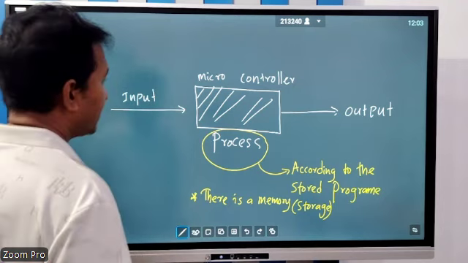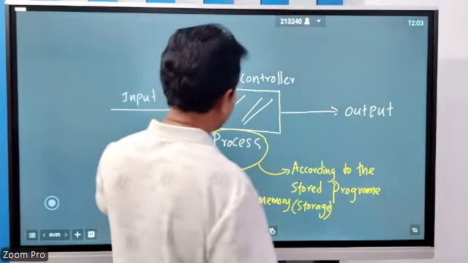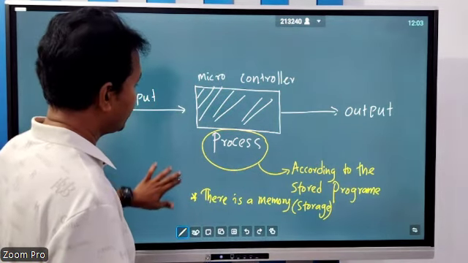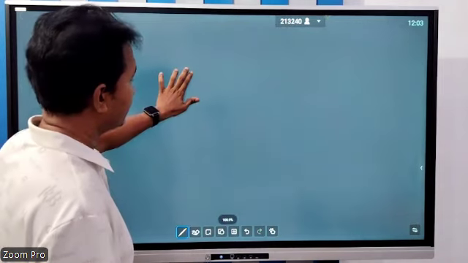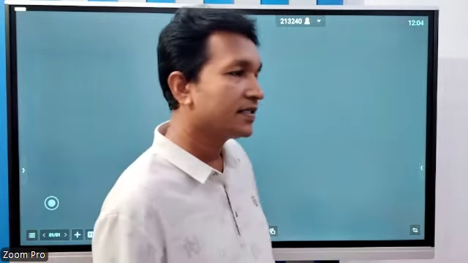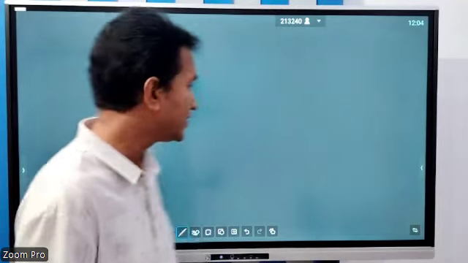Shall we write a small note, right? Write the heading as the use of microcontrollers.